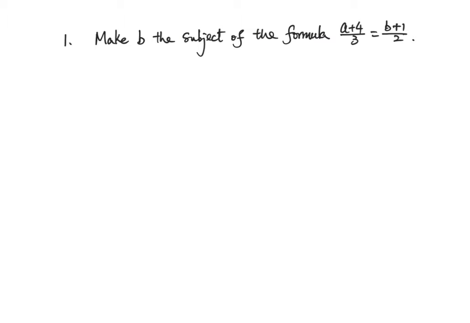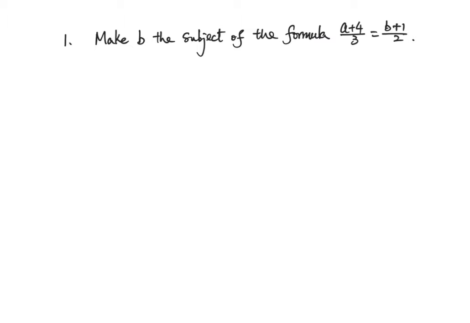Topic 3, change of subject, extra hard level. This is the first example. Make B the subject of the formula: A plus 4 over 3 equal to B plus 1 over 2.